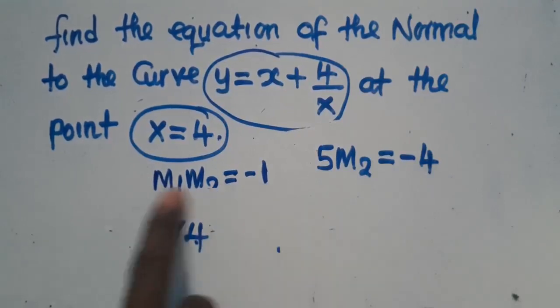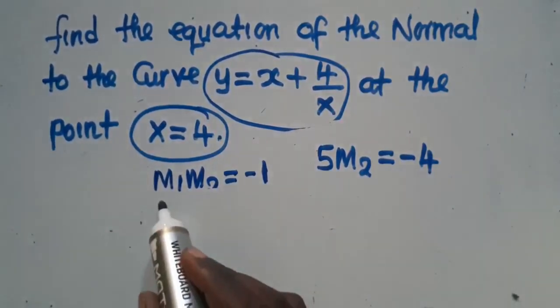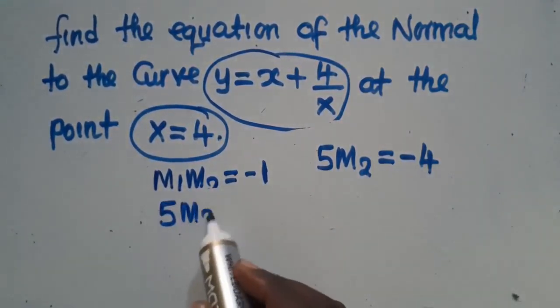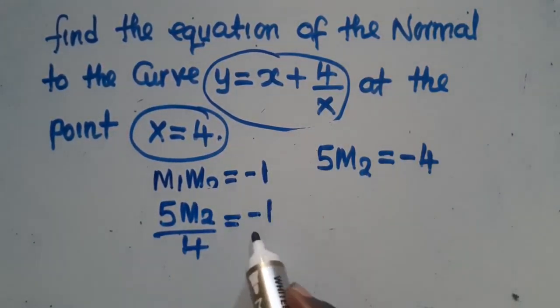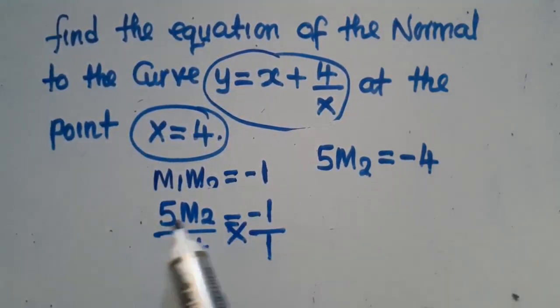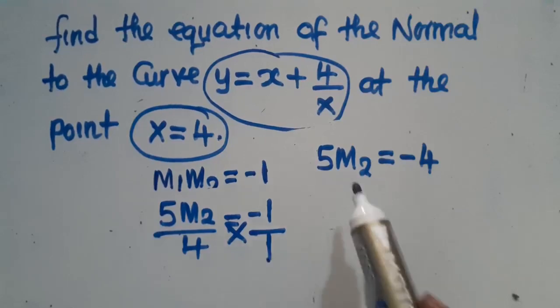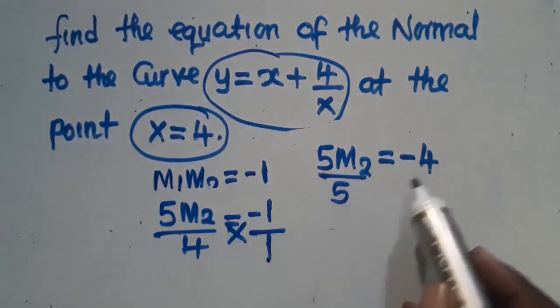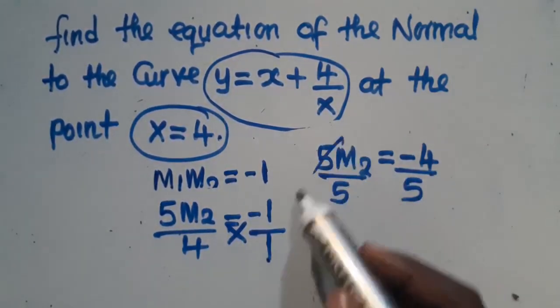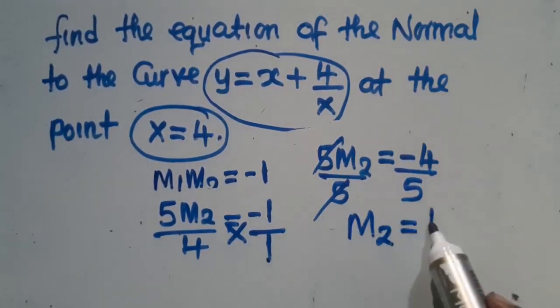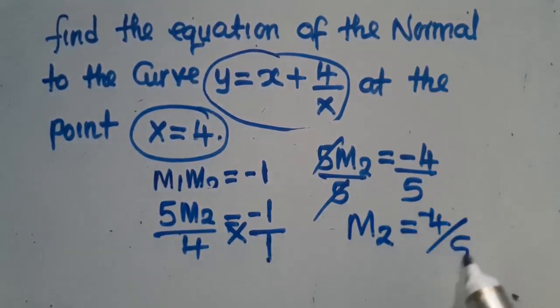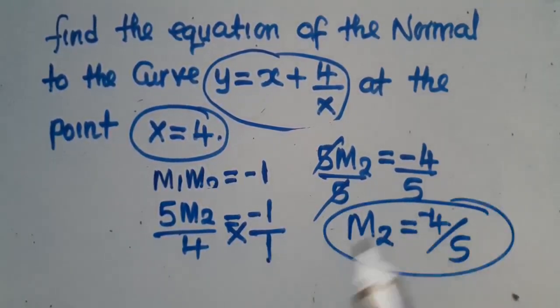Maybe someone didn't understand this. It is 5m2 over 4, which is equal to negative 1 over 1, then you cross multiply. This is what I did: 5m2 times 1 equals negative 4. Then you divide both sides by 5. This cancels, and m2 is equal to negative 4 over 5. This is the gradient that you are going to use.